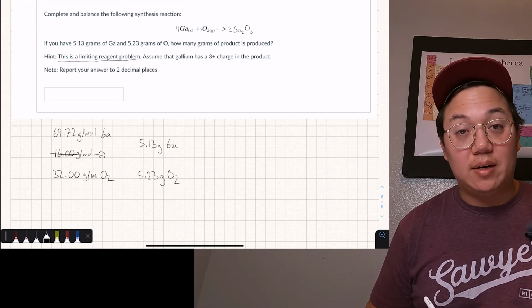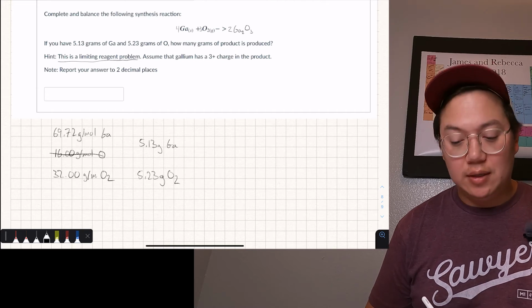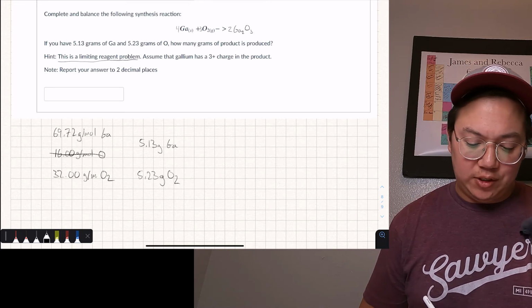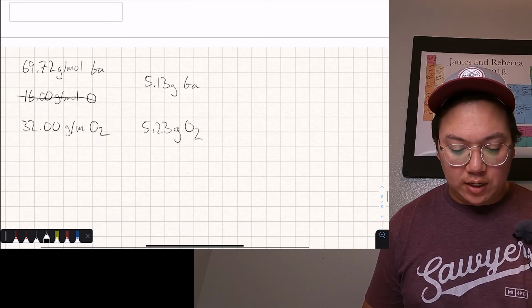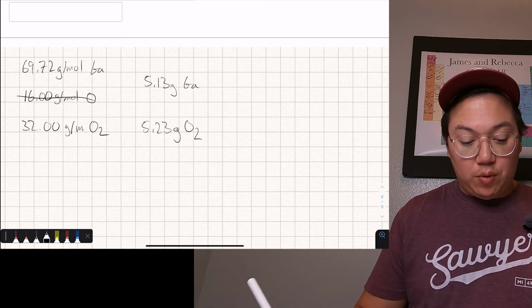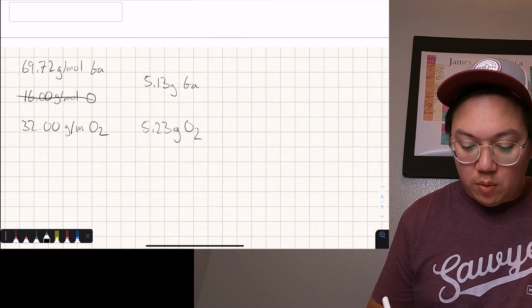I need to correct that because it should be grams of O2 in the question stem. I'll go back on the quiz and check those out. So 5.13 grams of gallium. We want to convert this to moles.